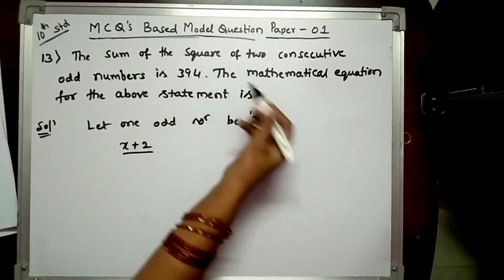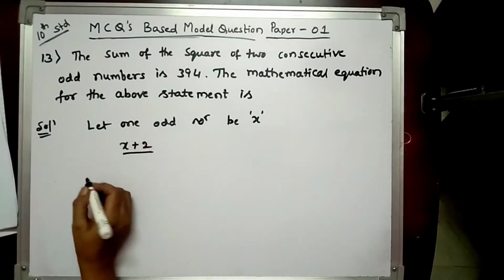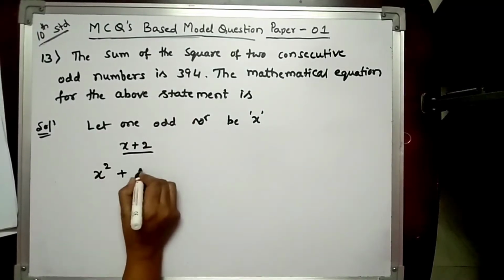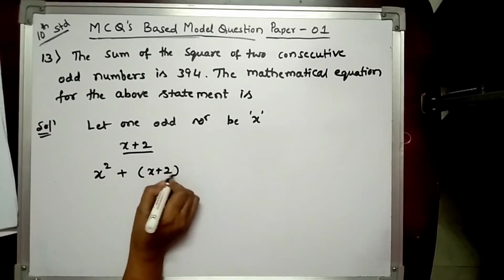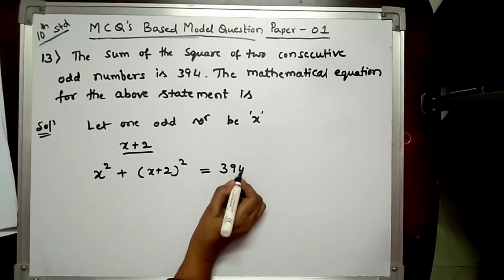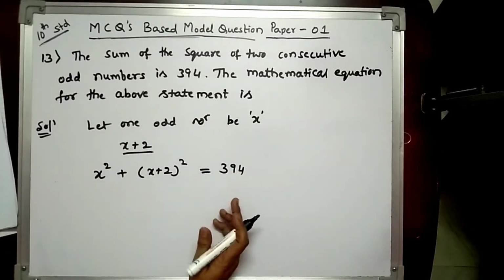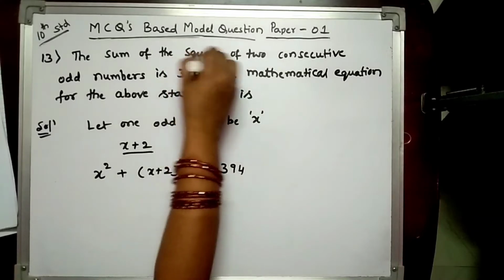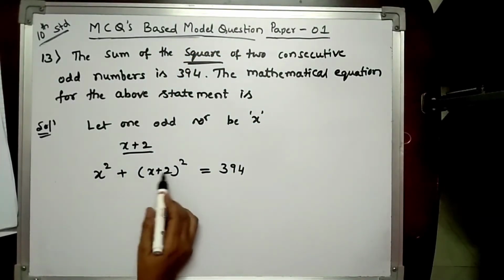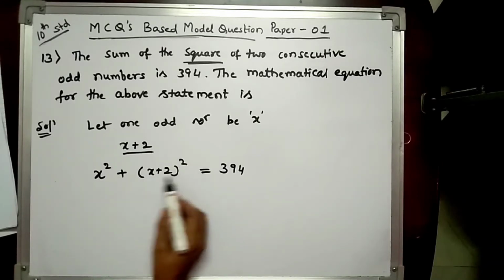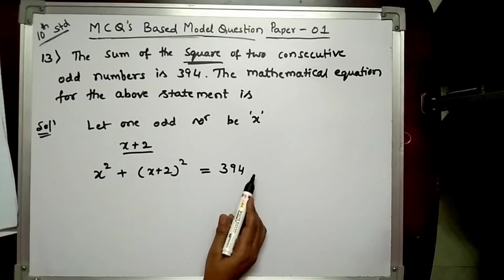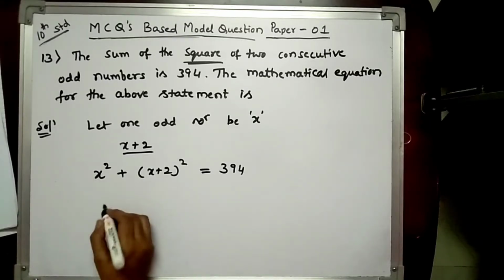So the squares of the two odd numbers. They are asking the sum of the squares of the two. The first one is x square and the second one is x plus 2, that is also squared, is equal to 394. So the sum of two consecutive odd numbers means their squares. I am writing the first one x square and the second odd number x plus 2, its square. The sum of these two squares is equal to 394. It is the equation. So option B.